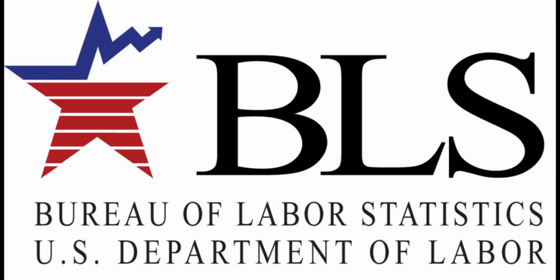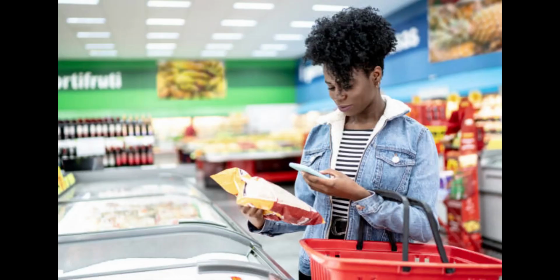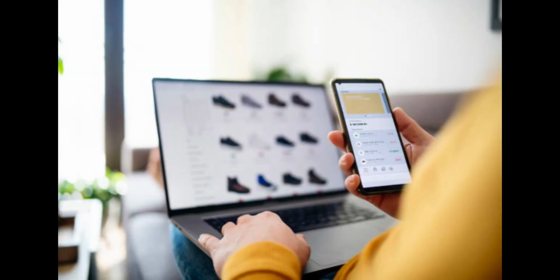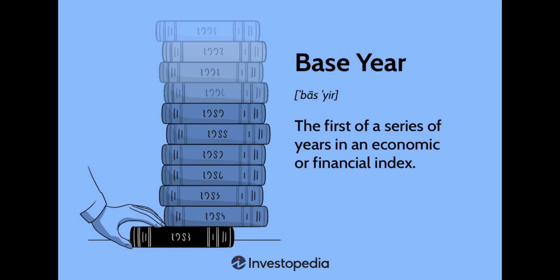Government statistical agencies like the Bureau of Labor Statistics in the United States collect price data for the items in the basket on a regular basis. They visit stores, track online prices, and use various methods to collect price information. Once this is done, a specific year is chosen as the base year for CPI calculations. The prices of the items in the basket for this base year are assigned a value of 100.